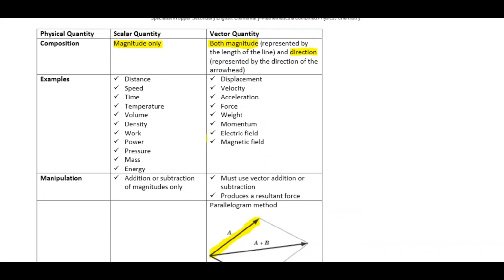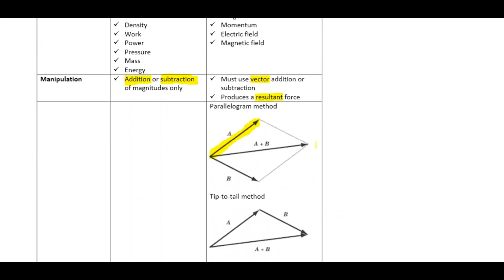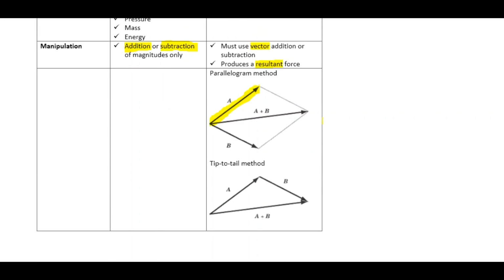So how do you manipulate scalar quantities? You only do addition or subtraction. You only plus or minus the magnitude. That's it, very simple. But for vector quantities, there must be vector addition or subtraction, and there will usually be a resultant because of a change in direction. So what does vector addition or subtraction mean? It can be done using two methods. One is called the parallelogram method, and the other is called the tip to tail method, but they are essentially the same.